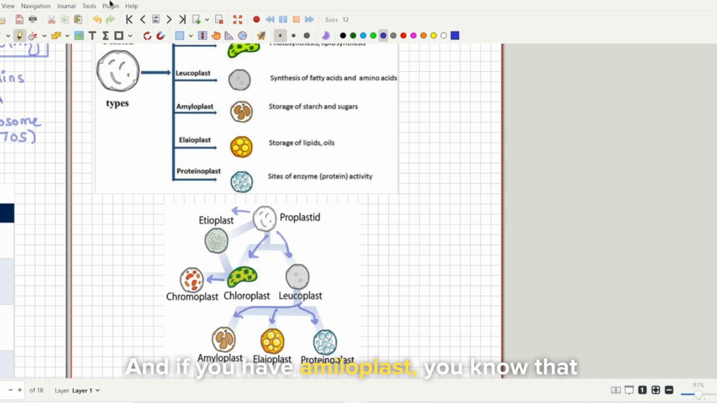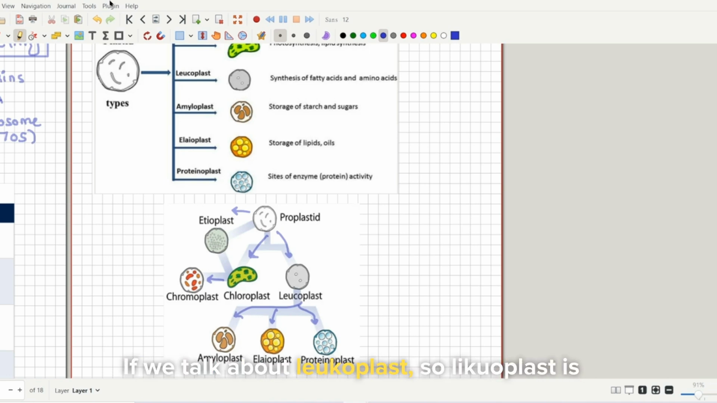And if you have amyloplast, you know that the amylase enzyme helps in the digestion of carbohydrates. That's why amyloplast helps in the storage of sugars like glucose and starch. These carbohydrates are stored in amyloplast. So amylo came from the amylase enzyme, which digests carbohydrates, so amyloplast helps in the storage of carbohydrates. Amylo stores carbohydrates, elio stores lipid, and proteino stores proteins.